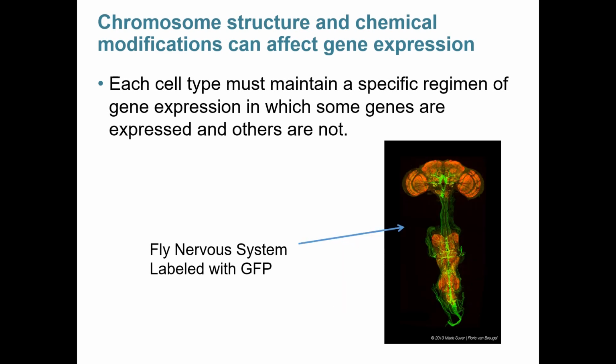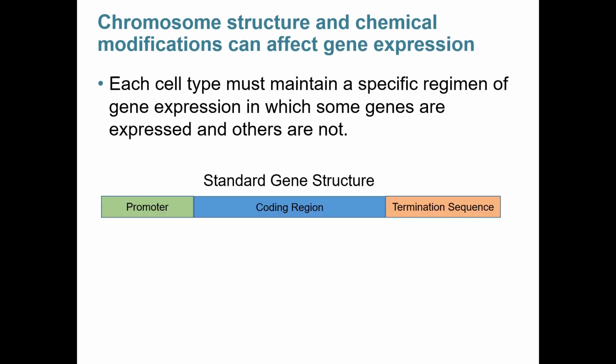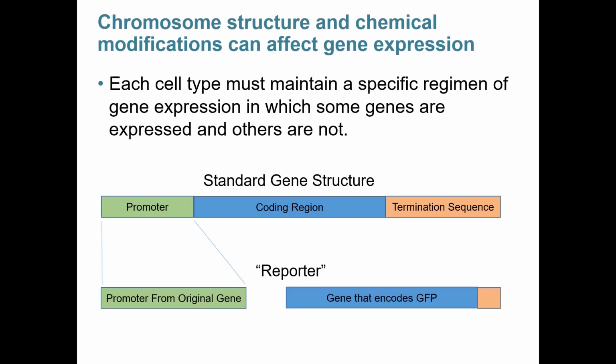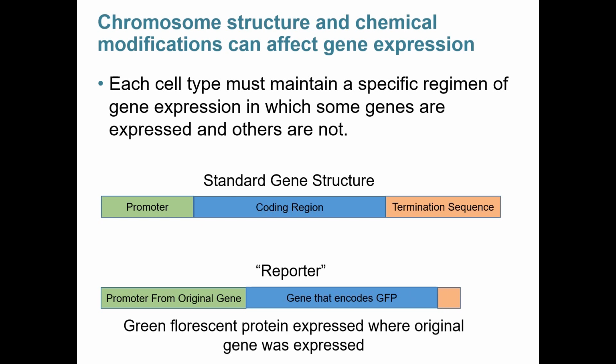Here we're going to look at the nervous system of a fly. In the picture to the right, you can see the nervous system is lit up with this green color. This is called GFP. GFP is a green fluorescent protein. Basically, the way this kind of indicator works is that we have its standard gene structure. And I told you that promoters tell us some information about where genes should be expressed. So what we can do is we can take the promoter of a gene and we can attach the coding sequence for GFP to it. Now, GFP will be expressed anywhere that original promoter says that it should be. This allows us to look where specific genes should be expressed.